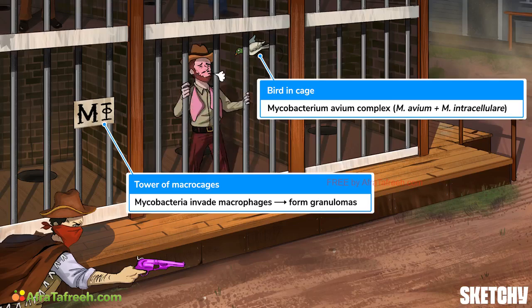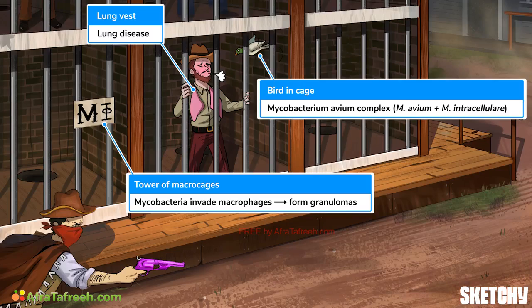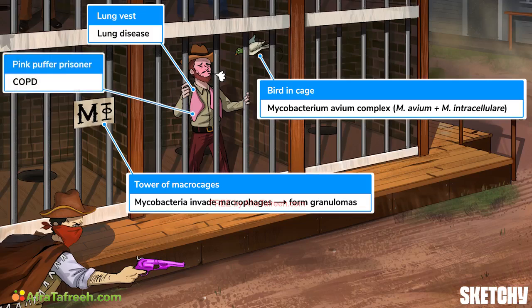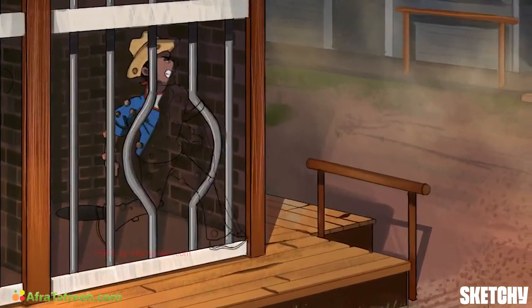Now, for the clinical presentation. Like its tuberculous counterpart, MAC can affect the lungs. However, MAC tends to affect patients with pre-existing symptomatic pulmonary disease, like bronchiectasis or COPD, hence this pink puffer prisoner who's sporting a lung vest. To make things extra confusing, these patients will usually present with classic TB symptoms: cough, fatigue, night sweats, shortness of breath, and weight loss. Hey, he's getting away!